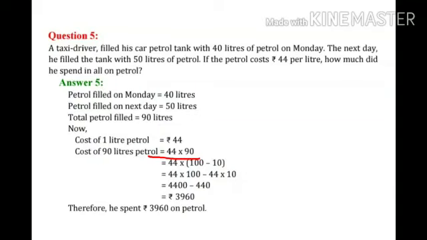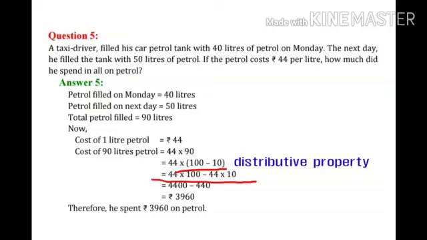Now we can also apply the distributive property which we did in our last questions as well. Therefore we can write 90 as 100 minus 10. So we have 44 into the bracket 100 minus 10. We can multiply 44 into 100 minus 44 into 10. After 44 multiplied by 100 we get 4400, and 44 into 10 gives 440. Now we can subtract both of them and find our total spent.